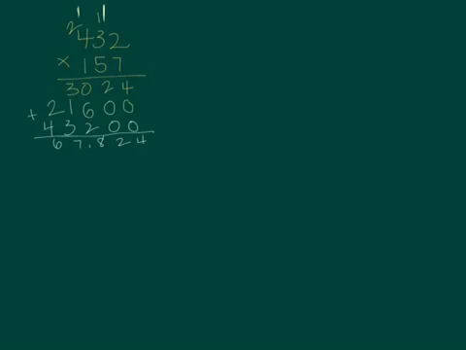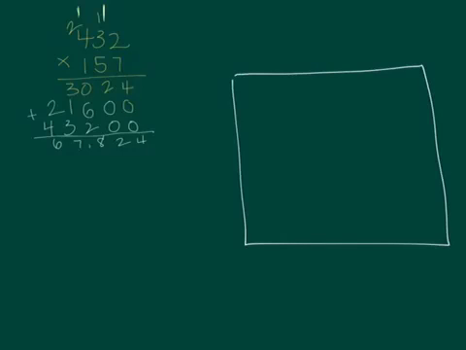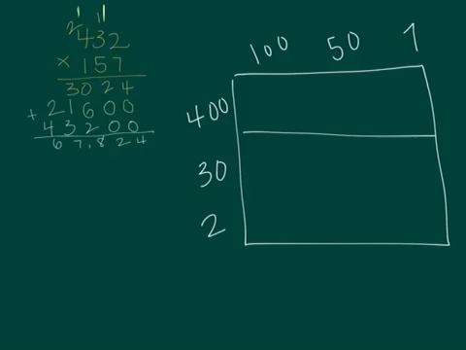All right, my problem is 432 times 157. I'm drawing myself a large square for my area model, looking at the number 432 and breaking that apart. 400, 30, and 2. Up on top, I'm taking 157 and I'm breaking that apart. Go ahead and multiply these easier numbers.